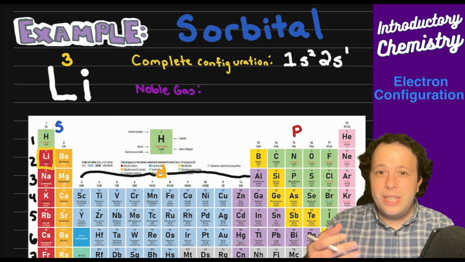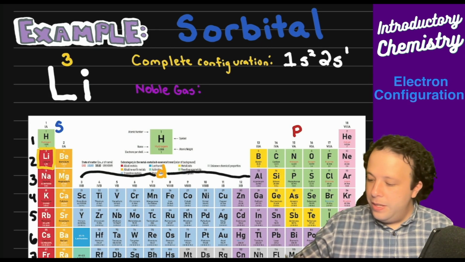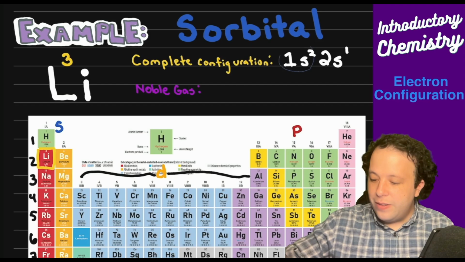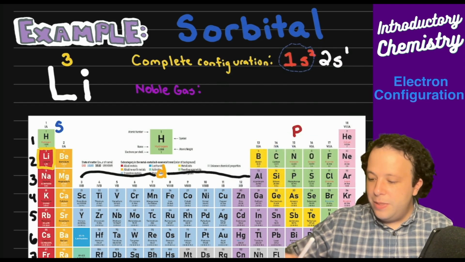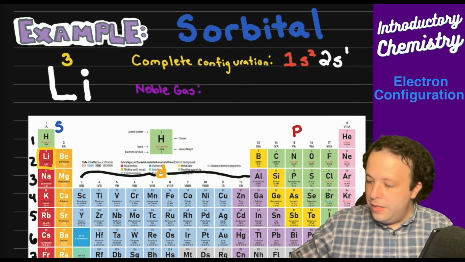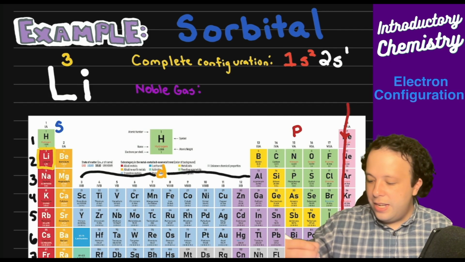Now, one thing we can always do for ourselves, we can abbreviate these different structures. A noble gas configuration is referring to the last column of our periodic table. I'm going to turn that red just so we can show it. So noble gases is everything that's in this column here, right? So everything that's down here.